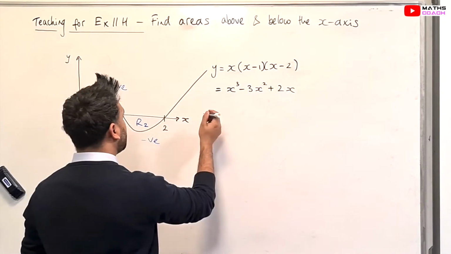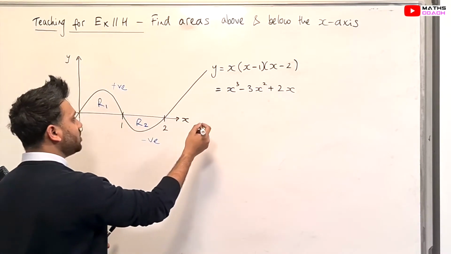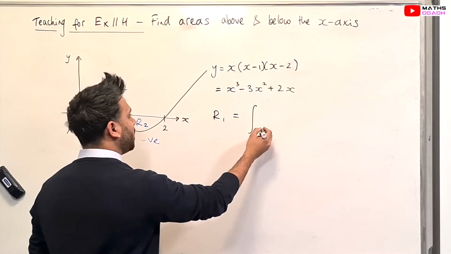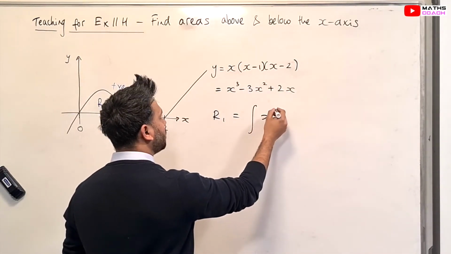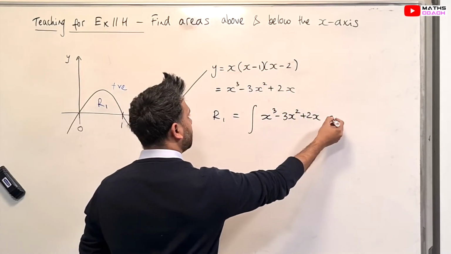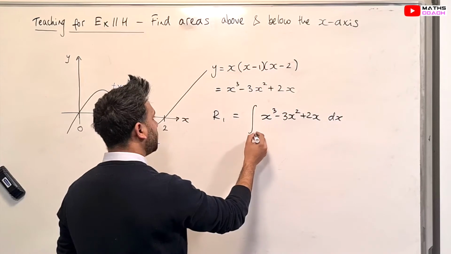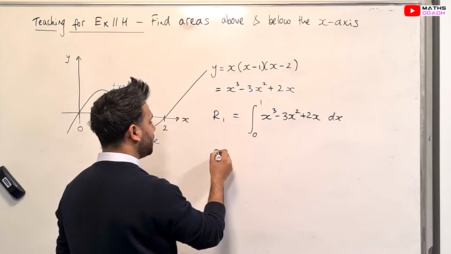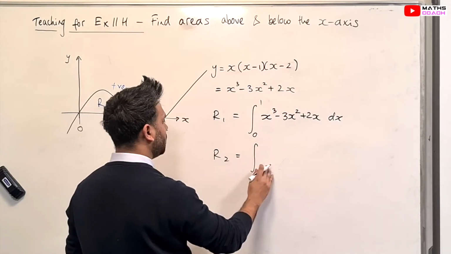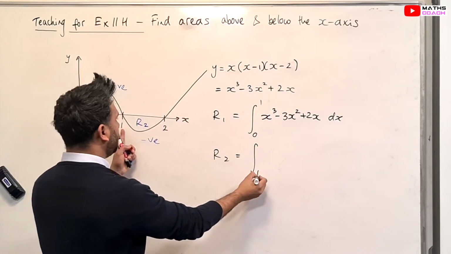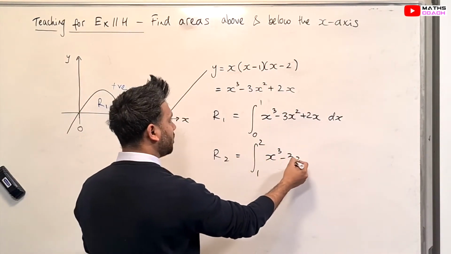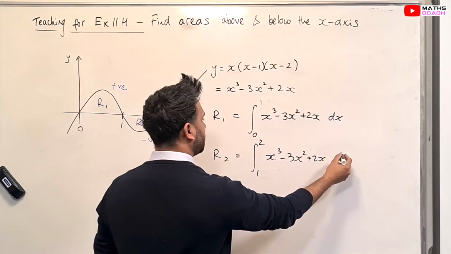So in order to work out the area of both regions, we can work out the area of region 1 by integrating x cubed minus 3x squared plus 2x between 0 and 1. We can integrate region 2 by performing the integration from 1 to 2 of x cubed minus 3x squared plus 2x dx.